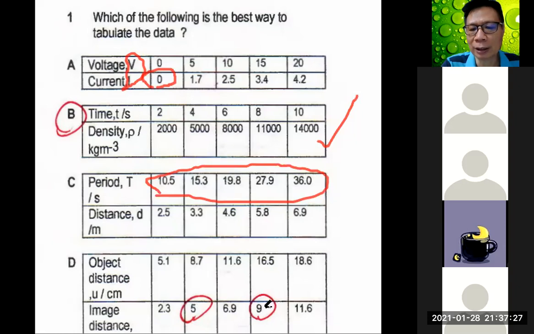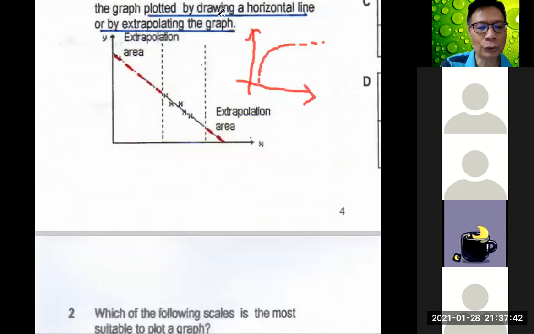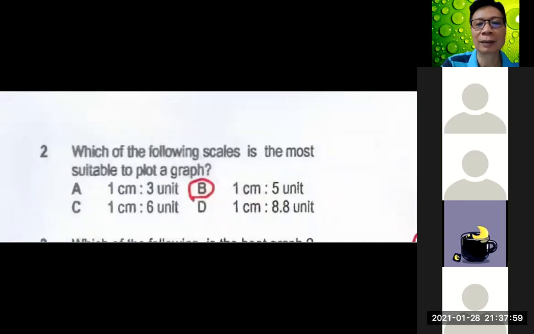And here, the mistake is decimal. This one no decimal, no decimal. Okay, Isabel, understand already? Yes. Okay, come number 2 now. Which one is the most suitable scale to plot a graph? Answer, please. Jia said B. Yes, correct. 1 to 5 is the best.